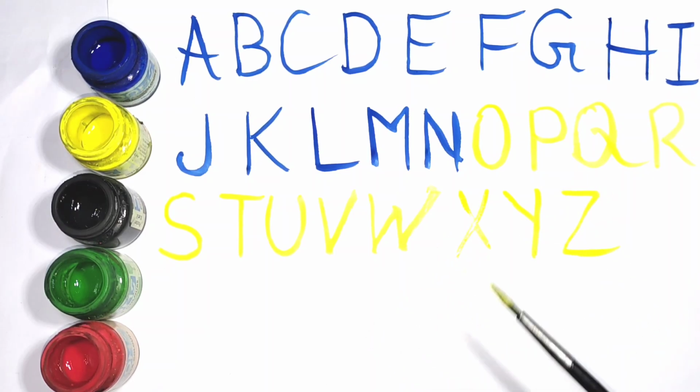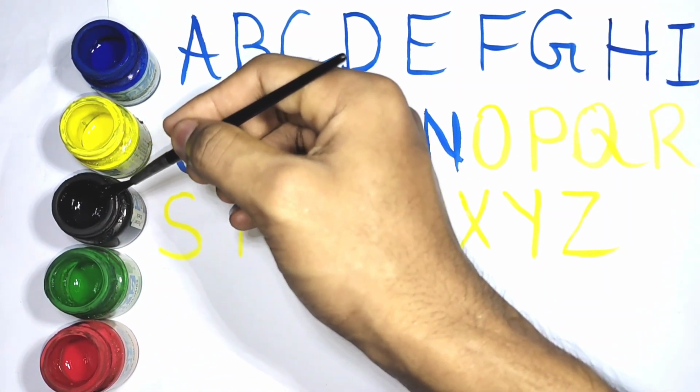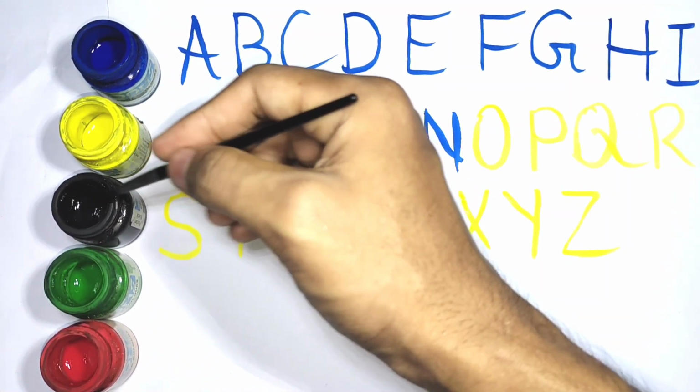Now we use the color of black. First we use the color of black. Now we draw numbers.